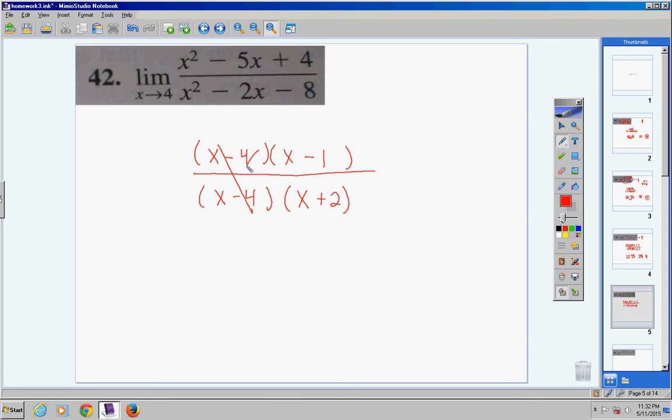So these cancel. So now we're trying to find the limit as x approaches 4 of x minus 1 over x plus 2. Alright? So everywhere there's an x, I'm going to substitute 4. So I would then have 4 minus 1 for the numerator and 4 plus 2 for the denominator, which would give me 3/6, which would give me 1/2. So the limit of this expression here as x is approaching 4 is 1/2. Okay, moving on to number 43.